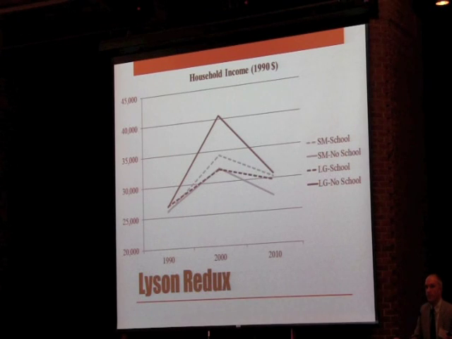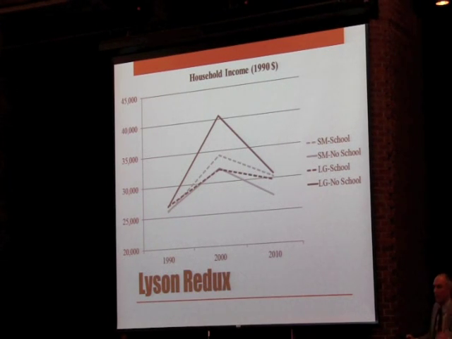Household income. Let's look at household income. A reasonable measure. If everyone's household income is going up, probably some sign that the community is doing okay. Okay? Again, dotted lines are where we have schools, and the solid lines where there's no schools.